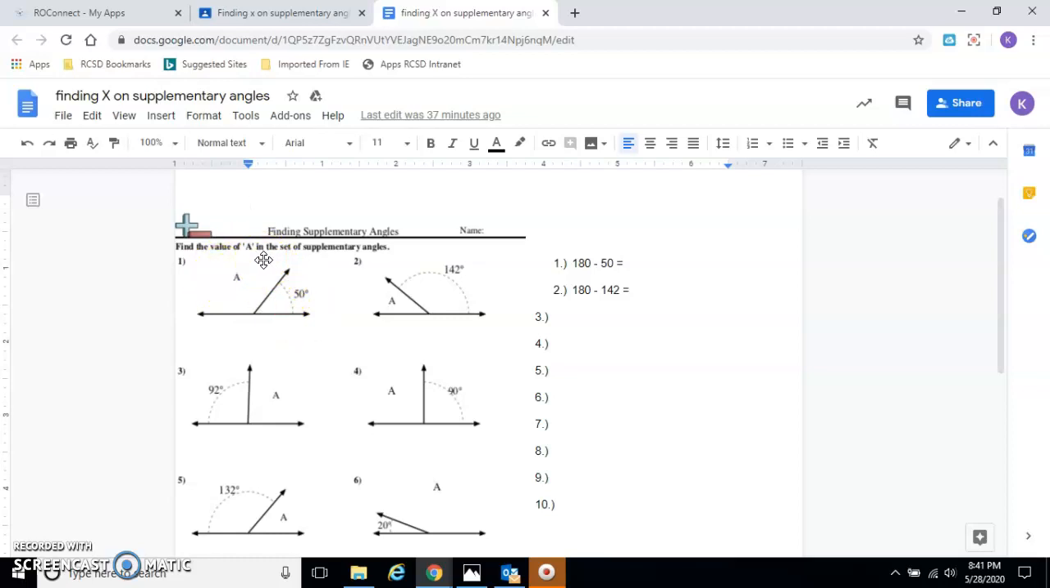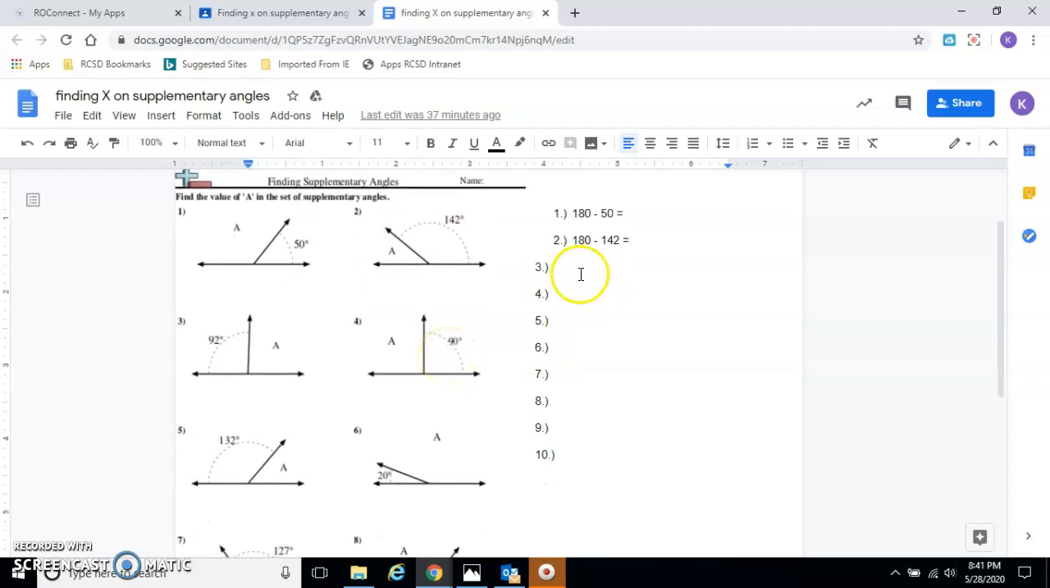And then it's going to be the same thing for question 2. We know that this is a straight line. It's going to add up to 180 degrees, and we're given this is 142 degrees. We need to figure out what this remaining little piece is, so we're going to subtract. And then you're going to do the same thing going all the way down.